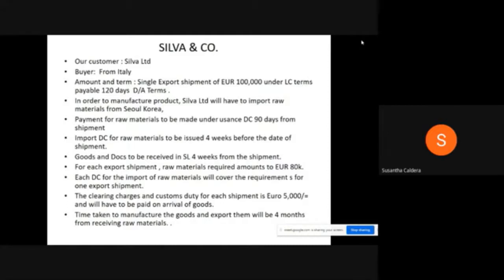The clearing charges and custom duty: €5,000 per shipment will have to be paid on arrival of goods. Time taken to manufacture the goods and export them will be 4 months from receiving the raw materials. Right? Okay.